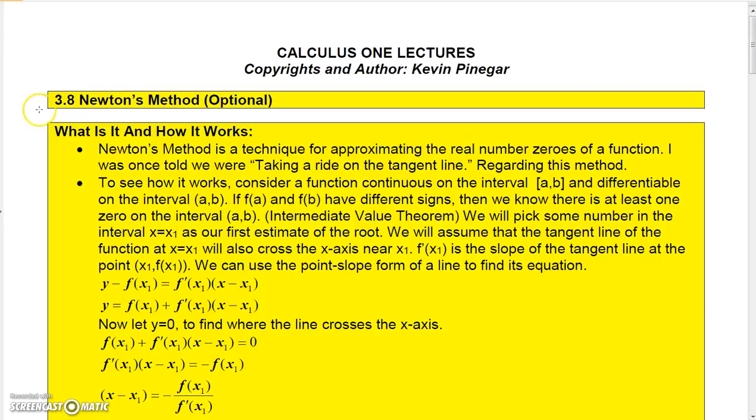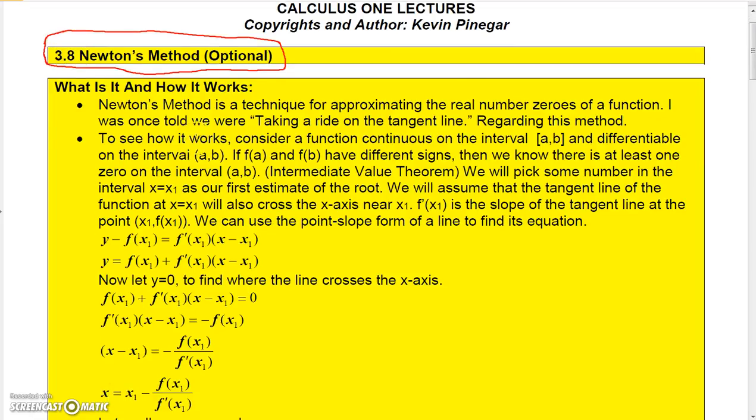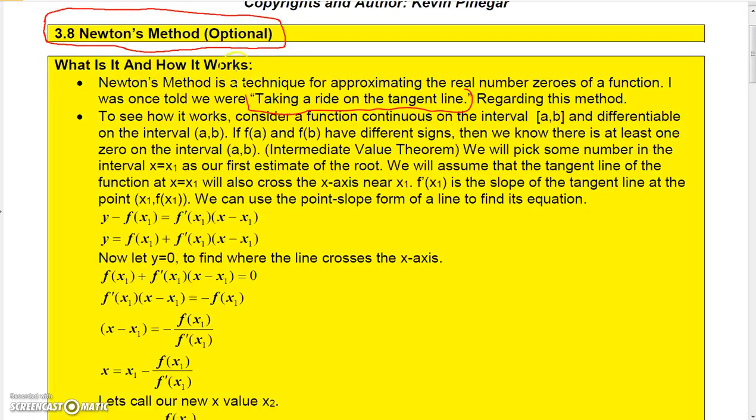Okay, this method is going to be part of chapter 3, but I listed it as optional because sometimes I teach it and sometimes I don't. But when I first learned it, I was told by the professor that we're going to take a right on the tangent line. And what this method will do is it'll help you approximate real zeros of a function. So let's take a look at how it works.